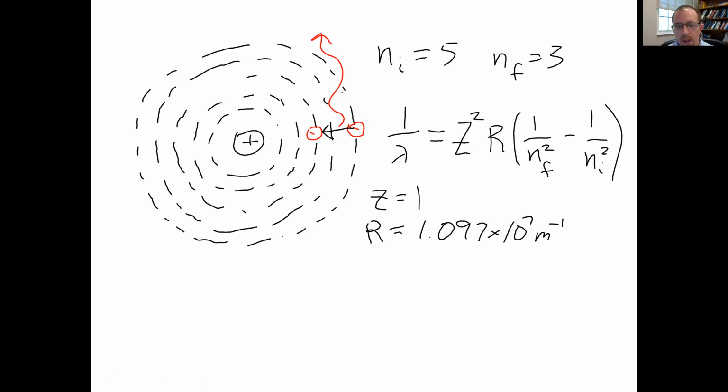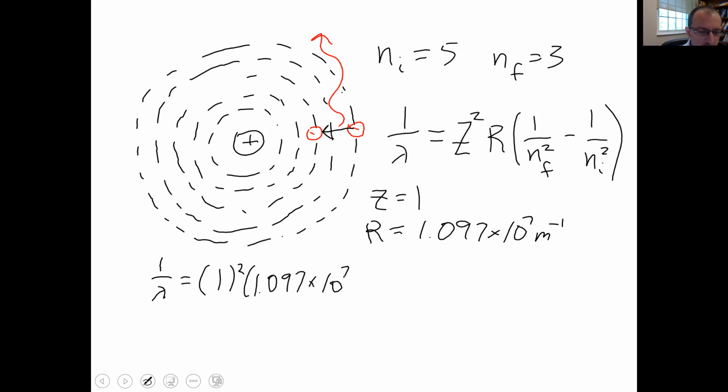All right. So what we can do now is, if we know the final orbital, or the orbital that this electron drops into, and we know the initial, we can just plug in our values into our Rydberg equation and figure out the wavelength of the light that's given off. So let's go ahead and do that. 1 over lambda is equal to 1 squared times our Rydberg constant inverse meters times 1 over 3 squared minus 1 over 5 squared.